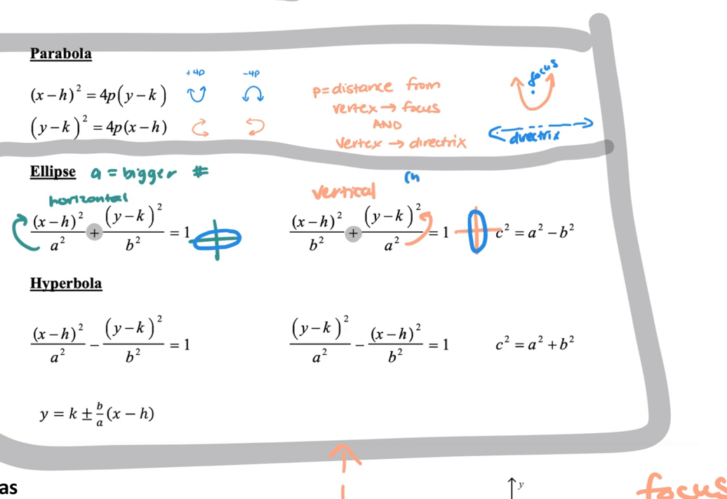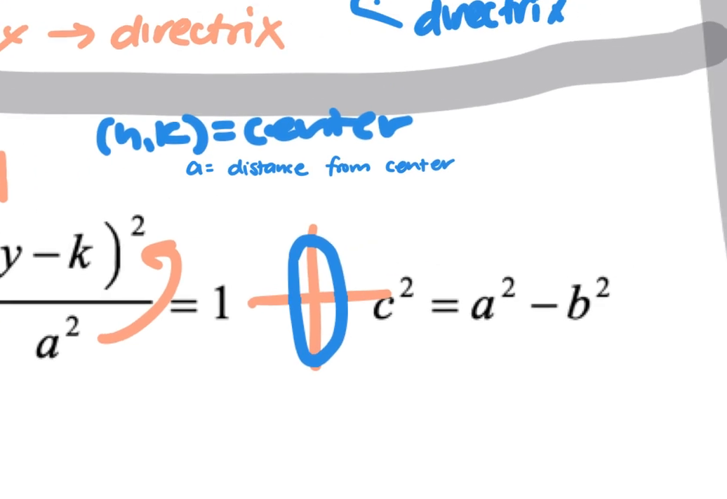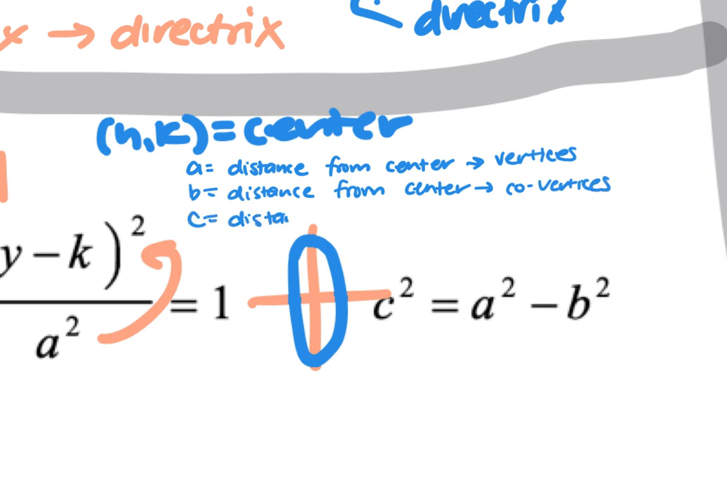My h, k is my center. The a is the distance from center to vertices. The b is the distance from the center to the co-vertices. And the c is the distance from the center to the foci.